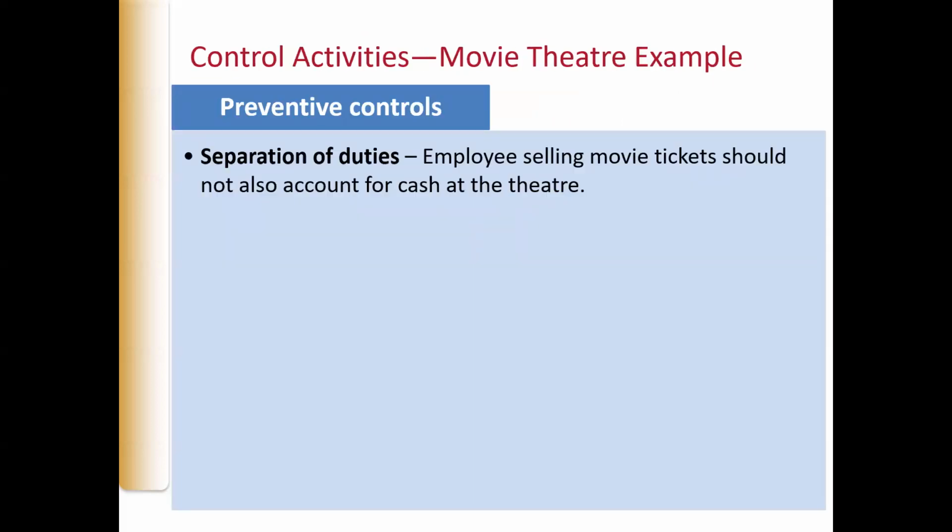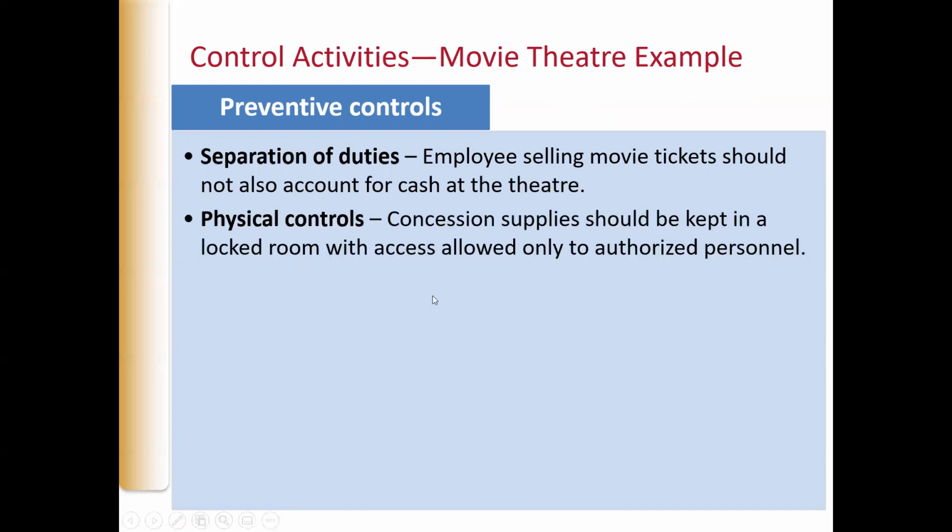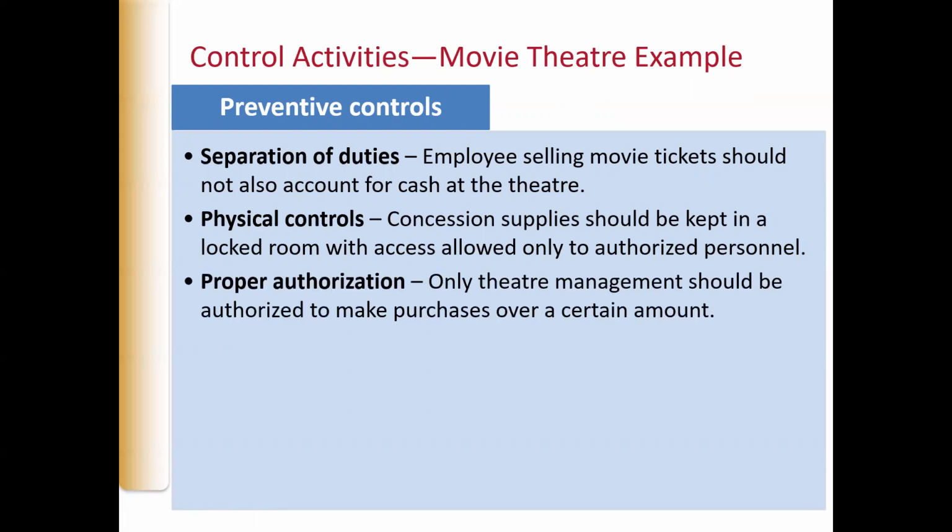Separation of duties. So we're just going to take a movie theater and look at various controls they may have in place. For this movie theater, they may have separation of duties, meaning the employee who's selling the movie tickets wouldn't also account for all the cash at the theater. Another example of controls, the concession supply should be kept in a locked room with access only allowed to authorized personnel.